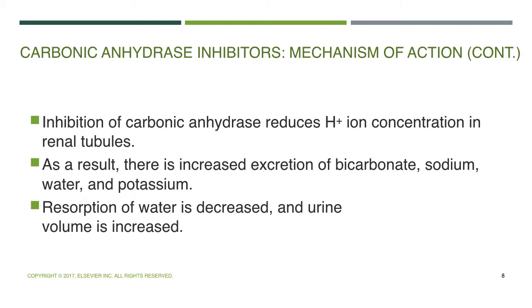Further, the inhibition of the carbonic anhydrase reduces hydrogen ion concentration in the renal tubules. So as a result, there's an increased excretion of bicarbonate, sodium, water, and potassium. The resorption of water is decreased and the urine volume is increased.